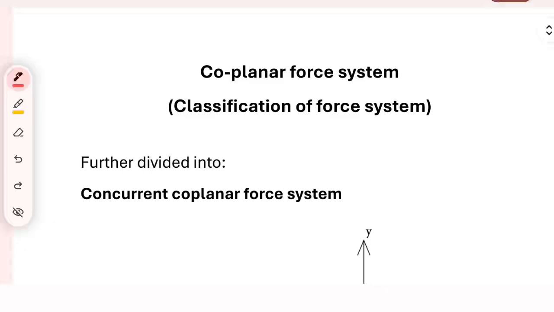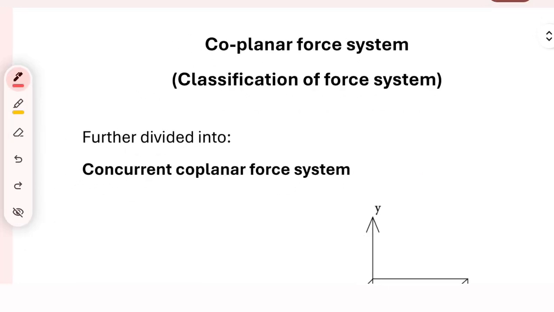This will be a short video explaining what a coplanar force system is. And let's start with the classification of force systems. So it is divided into a coplanar force system.